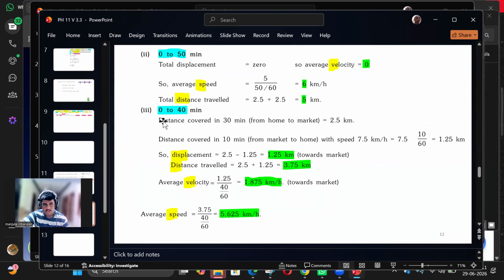Now the third one we have to do, 0 to 40 minutes. So in 30 minutes you would have reached the market. So the remaining is 10 minutes, which is half of 20 minutes. So it will be the middle point, because he is traveling at uniform speed. There's no acceleration here. Constant speed.